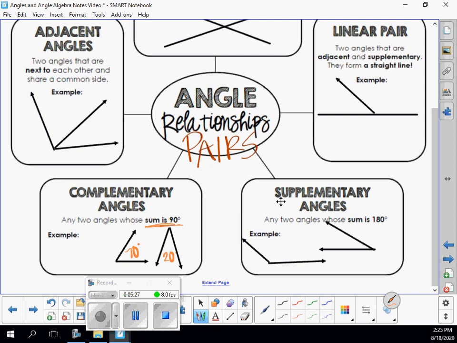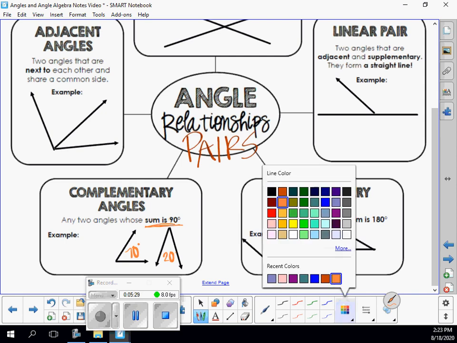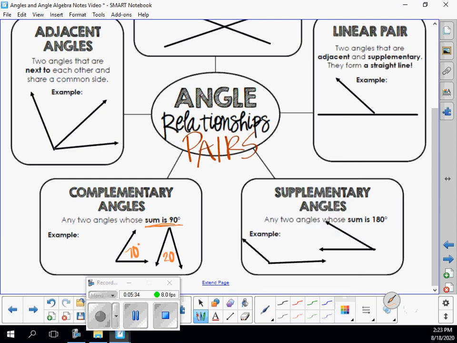Supplementary angles are any two angles whose sum is 180. So I have these two angles here. Let's say one is 145 and the other is 35. If I add those together, I will get 180. So those agree. Nothing more, nothing less.